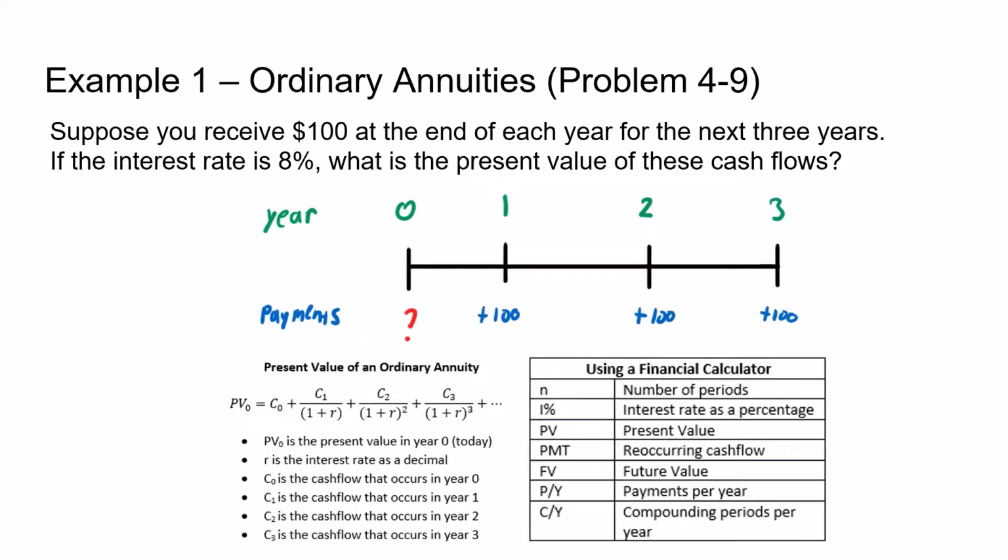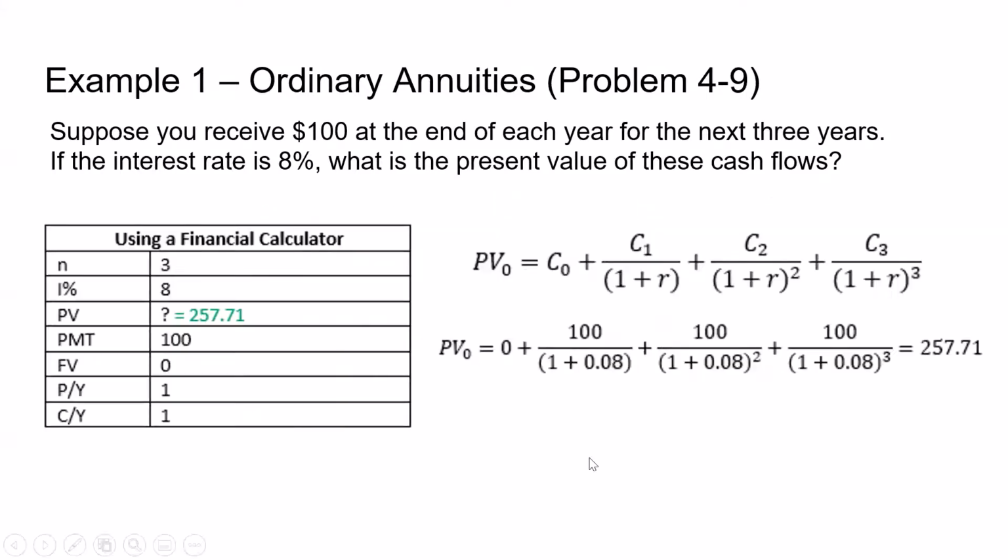Go ahead and pause the video now and try to solve these questions using your preferred method below. So if you use the financial calculator method on the left, your input should look like this. Our N is 3 since there are 3 periods. Our interest rate is 8%. The present value we don't know, that's what we're solving for. The PMT is a recurring payment, which is $100 in this case. And there's no mention of a future value in this question, so we can leave that as 0. We can leave payments per year and compounding periods per year as 1, because everything in this question was given in terms of annual.